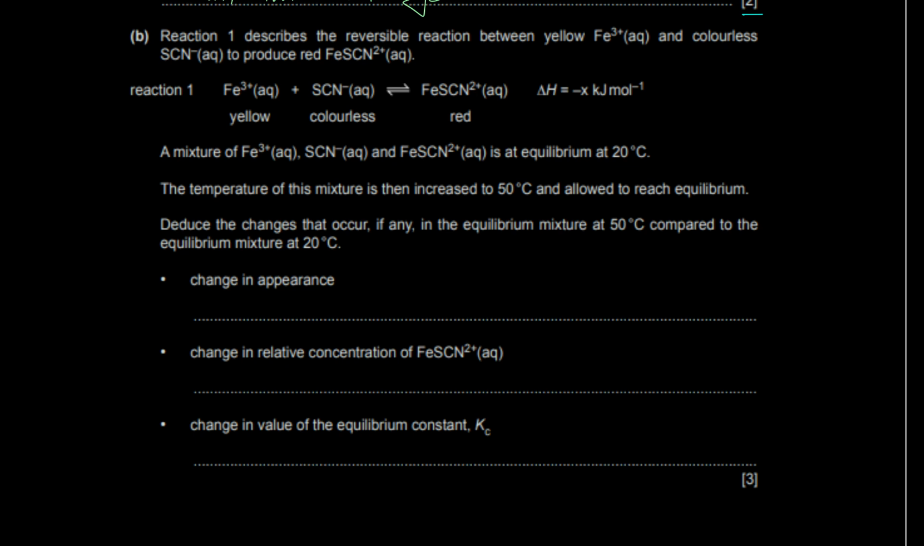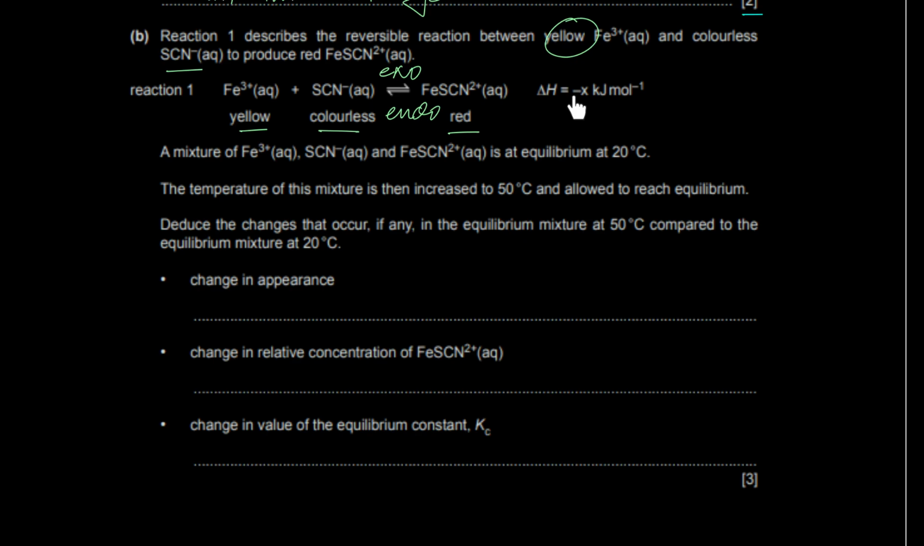Reaction 1 describes the reversible reaction between yellow Fe3+ ions and colorless SCN- ions to produce FeSCN2+. What SCN is called and what FeSCN2+ is called, I couldn't care less. You have yellow Fe3+ ions, colorless SCN- ions, and a red solution because of Fe being bonded here. The enthalpy change is negative X, which means the forward reaction is exo and the reverse reaction is endo, right?